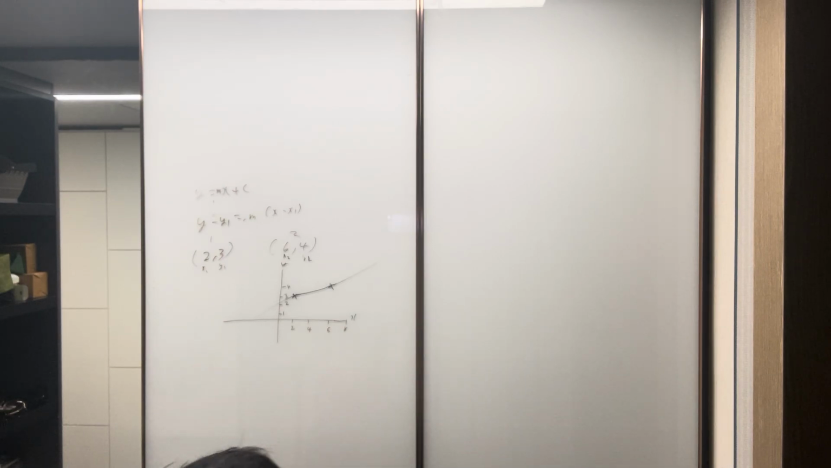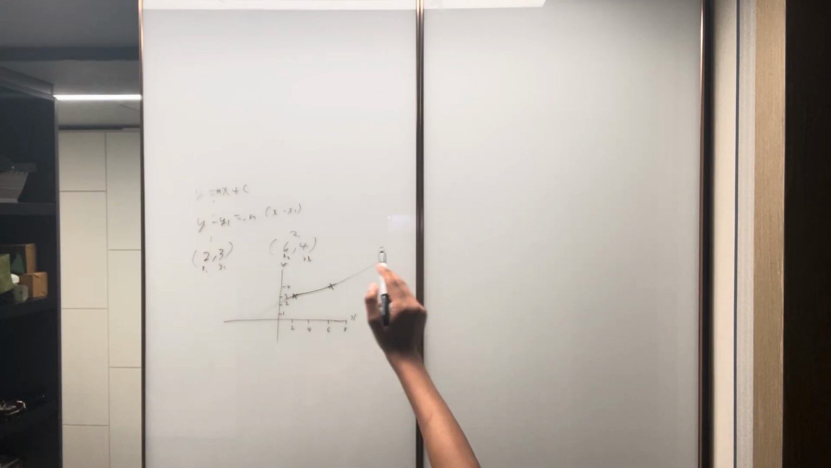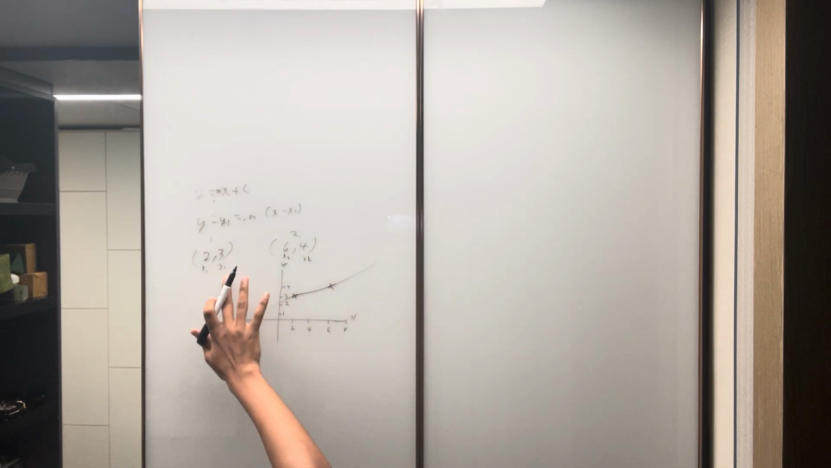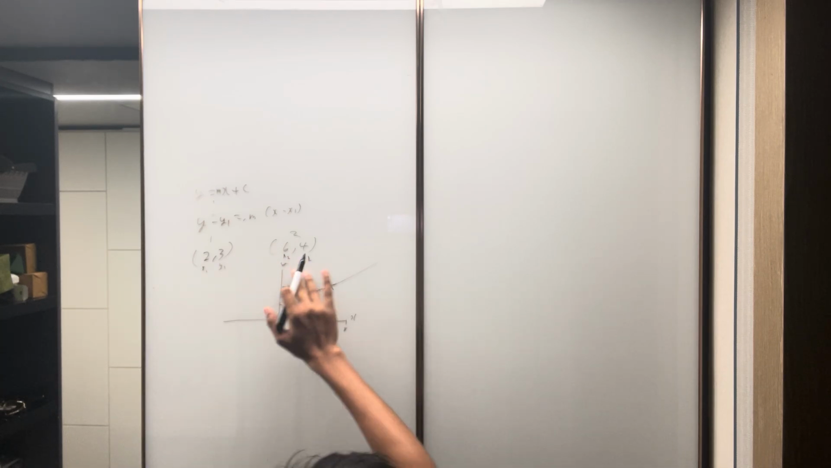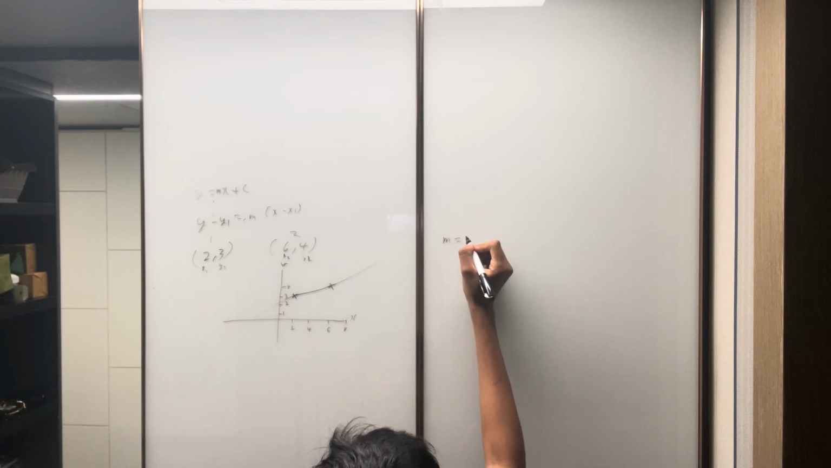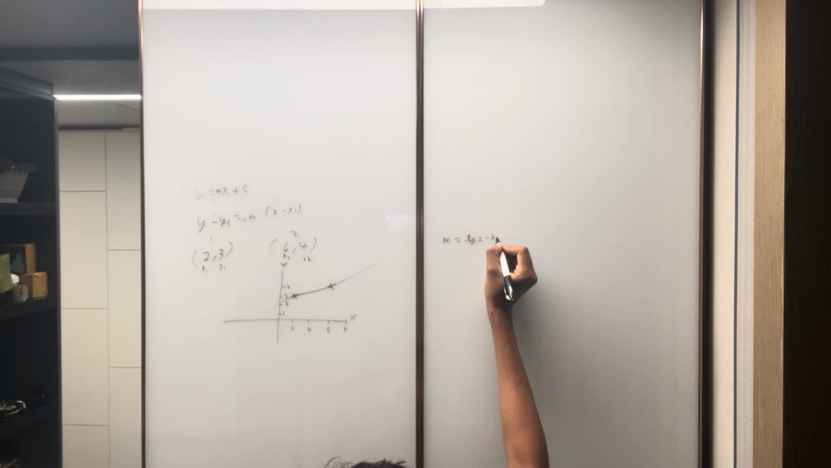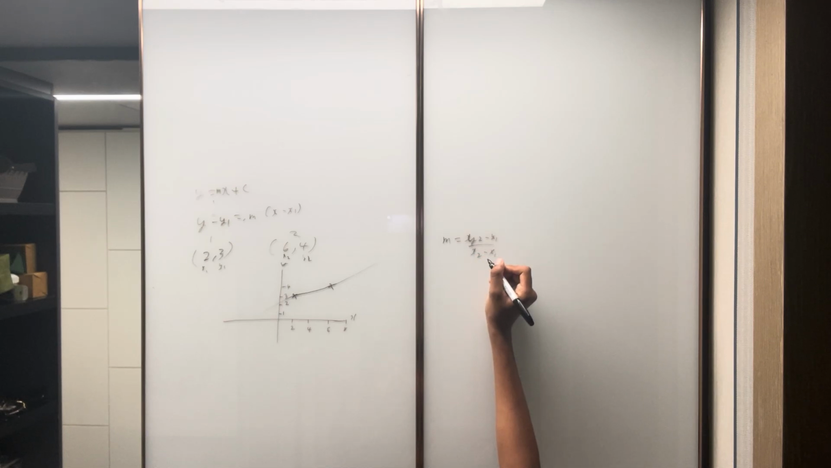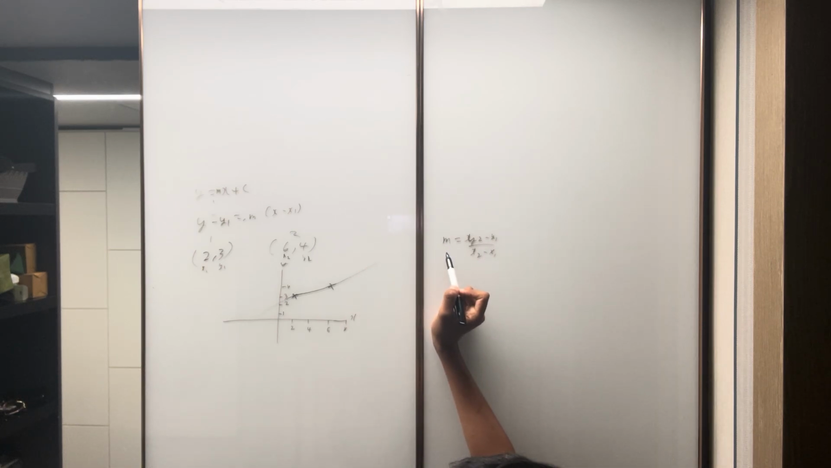So now you can take them either way. We label them as x1, y1, and x2, y2. M equals y2 minus y1 upon x2 minus x1. You can take either of these points. This is how you find the gradient.